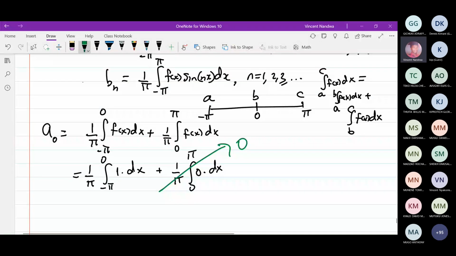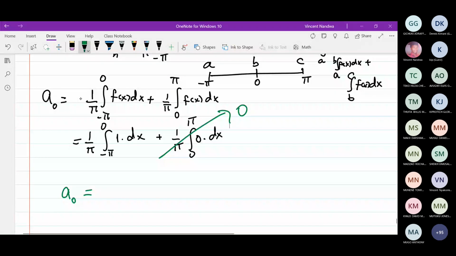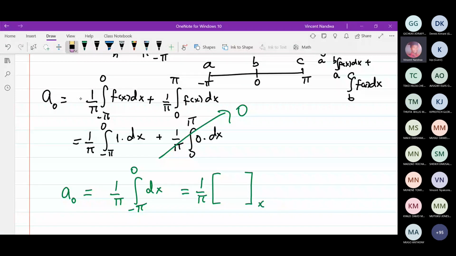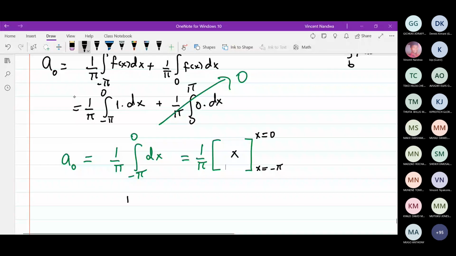Now, when you integrate 1 dx, what do you get? x. You get x. So therefore, we'll have 1 over pi, into the upper limit will give me 0 minus minus pi. So that means a naught is 1. Correct. So probably you get 1 mark up to that point.